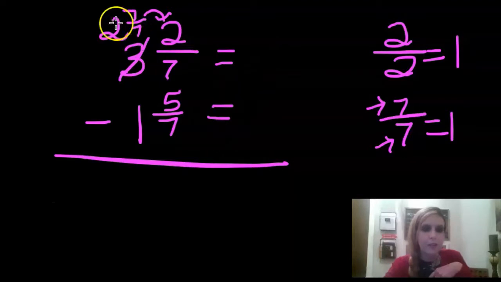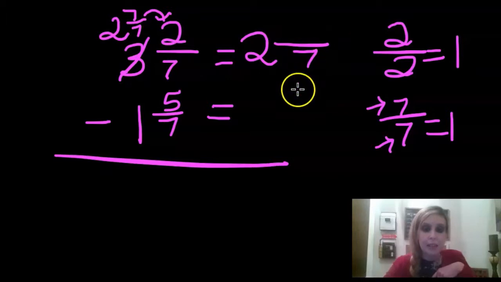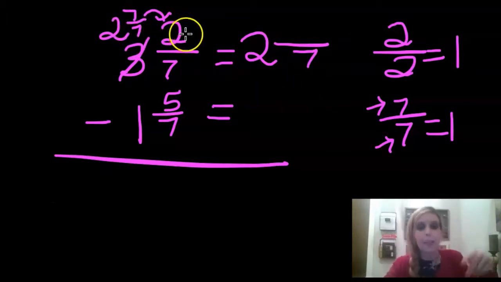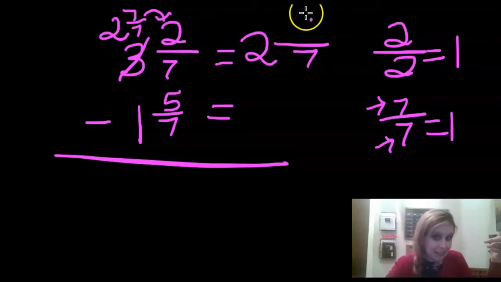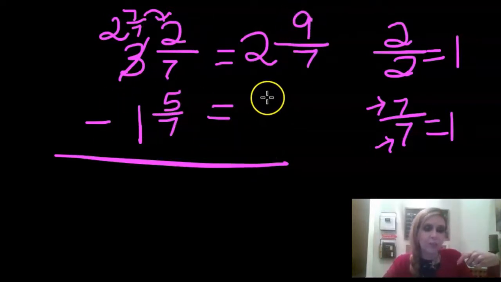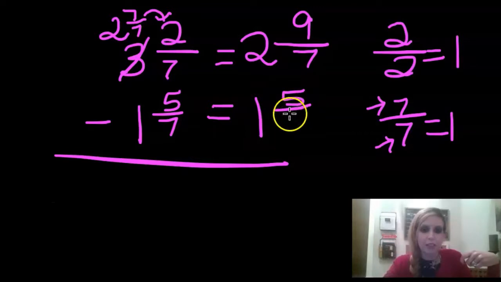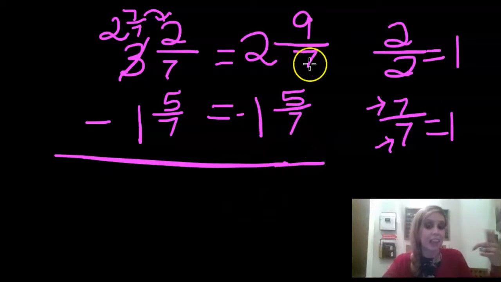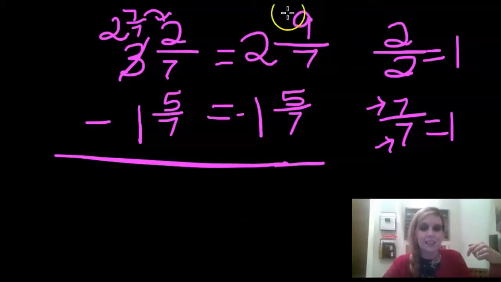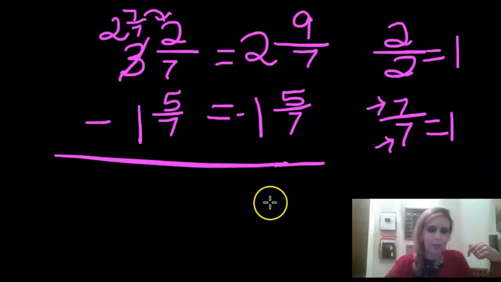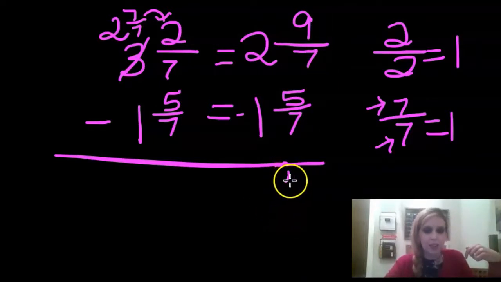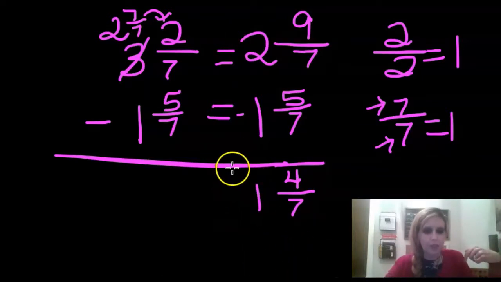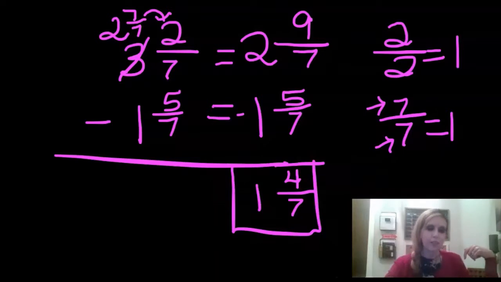All right, so let's rewrite this. My whole number is now 2. Now my denominator stays the same. So now I add 7 plus 2. 7 plus 2 is 9. This fraction I'm leaving alone. I'm not messing with it, so I'm just going to bring it over. All right, now I can subtract because I have like denominators, and this number is larger than this number, okay? So now if I subtract, I'm going to get 4/7 and 1. So my answer would be 1 and 4/7.